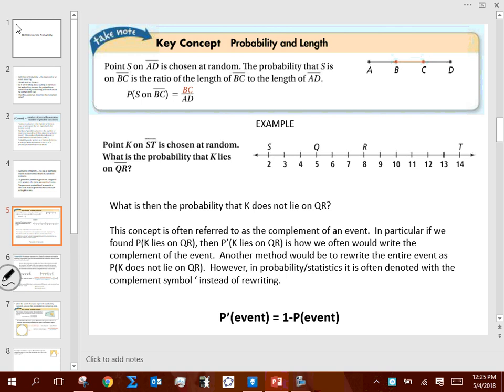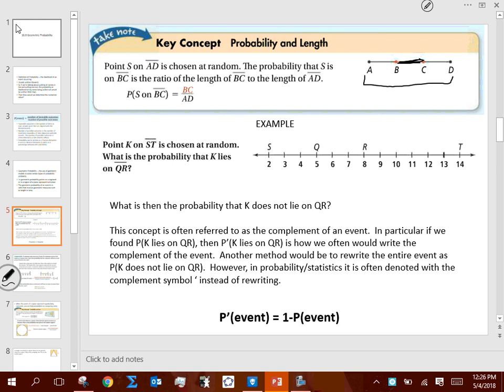It says point S on AD is chosen at random. So you have all these points from A to D, an infinite number of points on there, right? You're choosing one at random. You have your eyes closed, you put your hand on there, and pick it out. We want to know the probability that you picked one that came from that red segment between B and C. In geometric probability, that means we're comparing the length of BC. The probability that S showed up on BC would be simply the length of that segment compared to the length of AD. If we divide those distances, that will give us the exact probability of that occurring. Does that make sense?